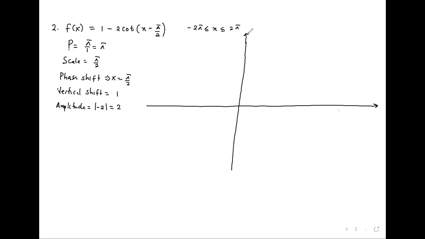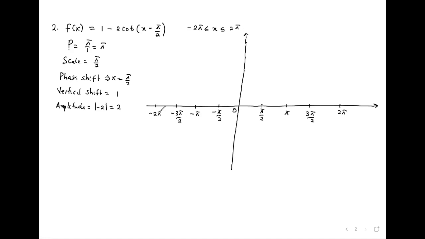So our first shift is pi over 2. So we start from pi over 2. We add pi over 2, we'll find ourselves at pi. We add pi over 2, we'll be at 3 pi over 2. We add pi over 2, we'll be at 2 pi. We've reached the end of the interval. Now we should go back to the left. We subtract pi over 2 from pi over 2, we get 0, then minus pi over 2, minus pi over 2, until we cover the whole interval.